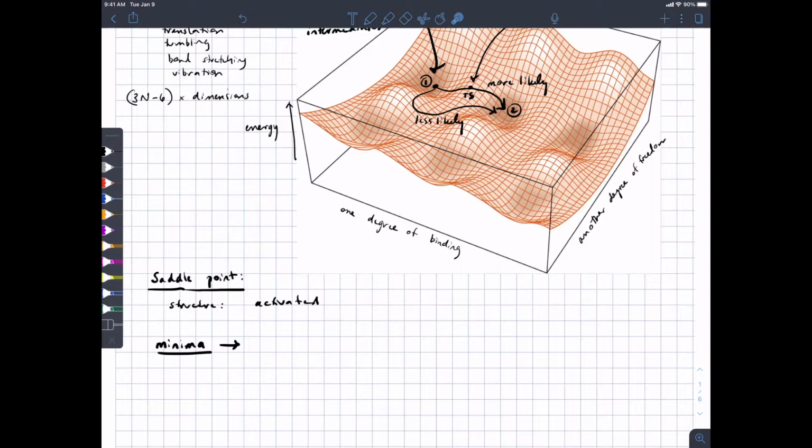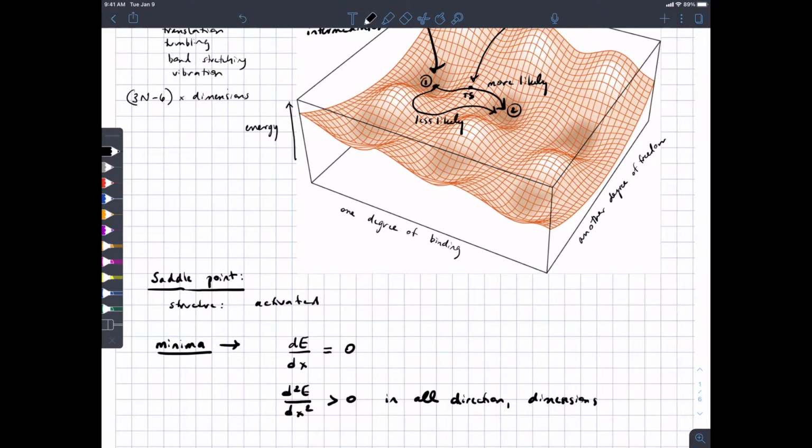So we might say that one thing that characterizes the minimum, first we would say that the first derivative of energy with respect to whatever these coordinates are has to equal zero, because that's how we find minima in calculus, right? That's where the minimum is, where the slope is zero. But then the other feature of the minimum is that the second derivative is positive. If it's an energy minimum, the second derivative has to be positive in all directions, in all dimensions.